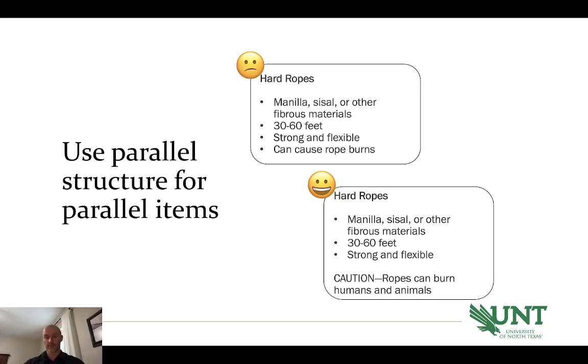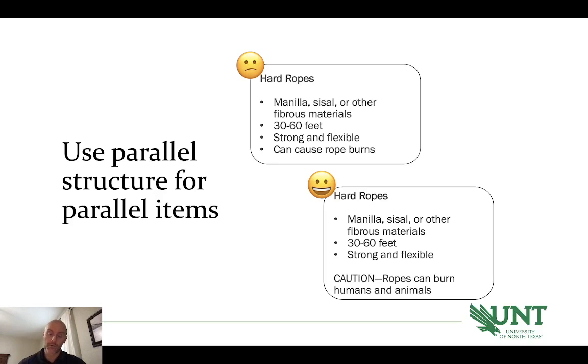Using parallel structure for parallel items, this is especially important when we're looking at items in lists. So if we're talking about qualities of hard ropes, in this top example, we have manila, sisal, or other fibrous materials, 30 to 60 feet, strong and flexible, can cause rope burns. Now, I was okay with this until that last bullet point. Each of these were either nouns or adjectives that describe hard ropes until that last bullet point, which is this clause, can cause rope burns.